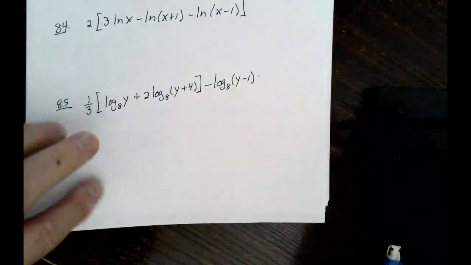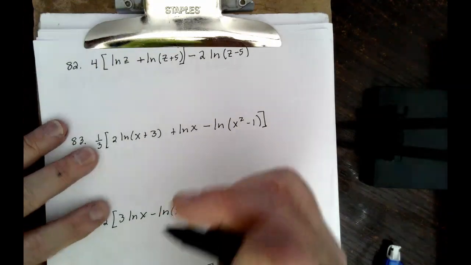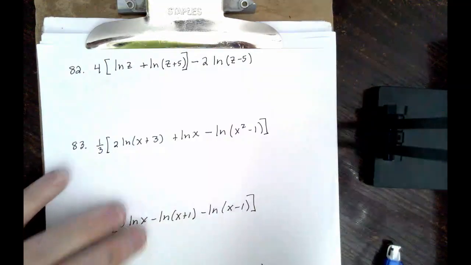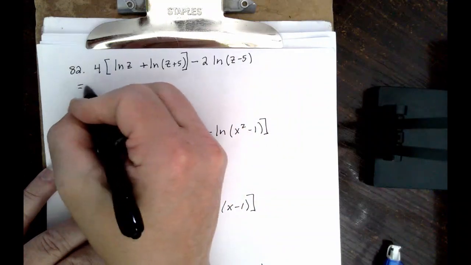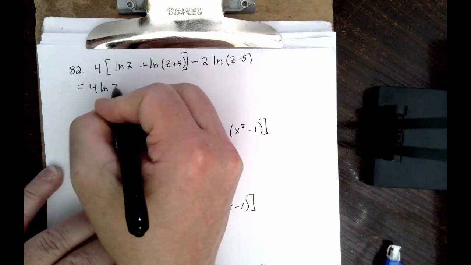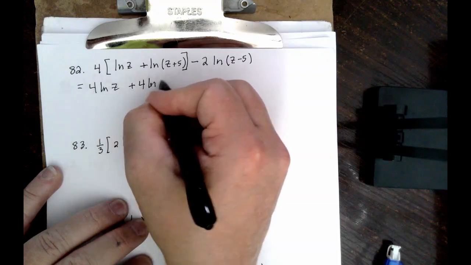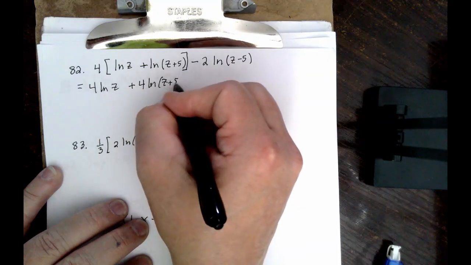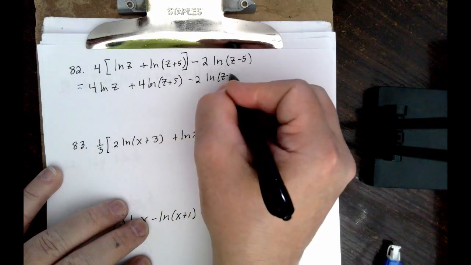Alright, let's continue on with 82. Okay, you can distribute that 4 and you get 4 ln of z plus 4 ln of z plus 5 minus 2 ln of z minus 5.